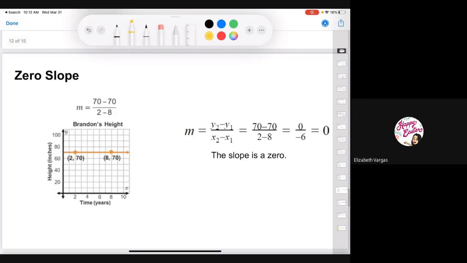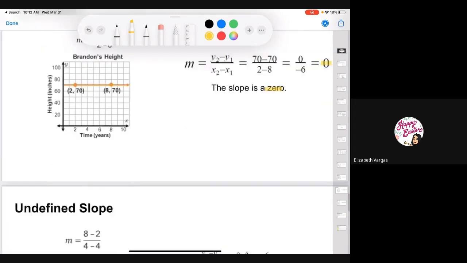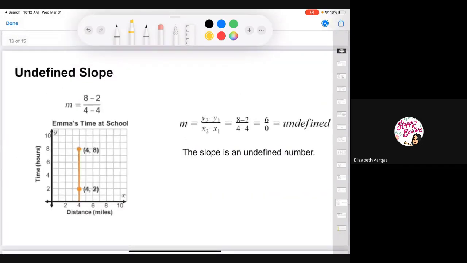How about zero slope? Well, whenever you have a zero slope, what you'll actually get is a slope of 0. So you'll plug those 2 points in, and you'll see that your resulting slope is 0. So now you have a zero slope. And then lastly, undefined. Here, you'll see that the slope is an undefined number. So basically, you divide 6 by 0. And so when you actually plug that into the calculator, you'll get something that says undefined, and you'll know you have an undefined slope there.